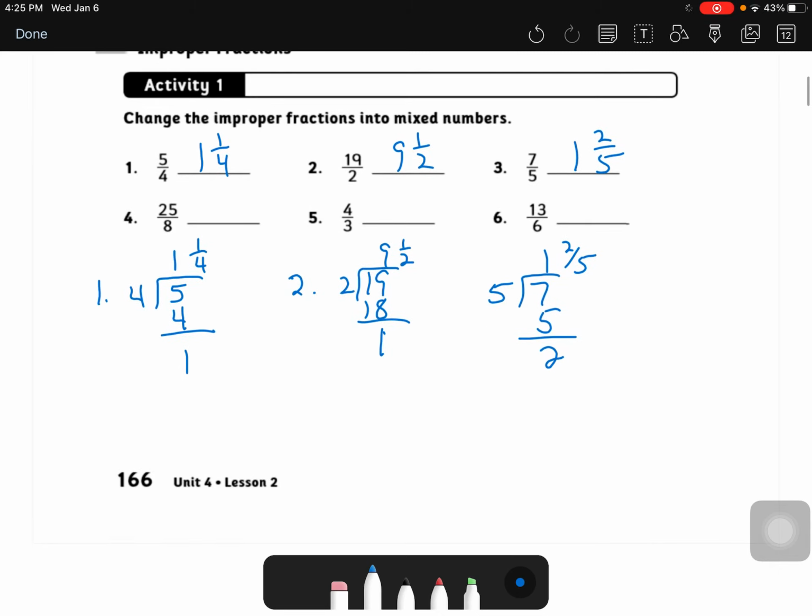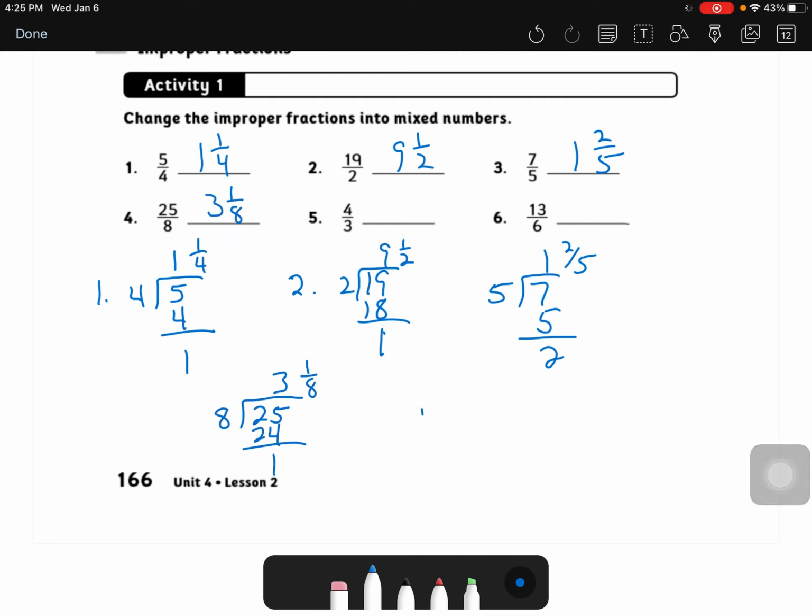Okay. And for number 4, we've got 25 divided by 8. And 8 goes in there 3 times. 3 times 8 is 24. Remember, we have to pick the biggest number that, when we multiply it, still gives us less than that number. So we have 1 left over, remainder is 1, so that's 3 and 1/8.